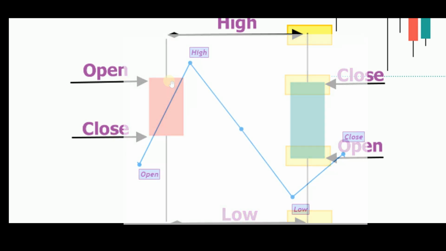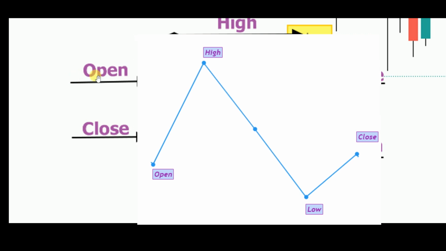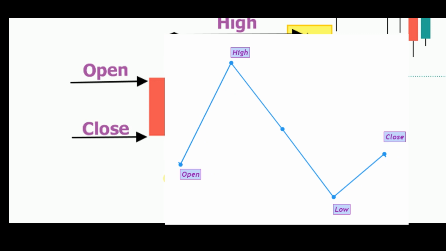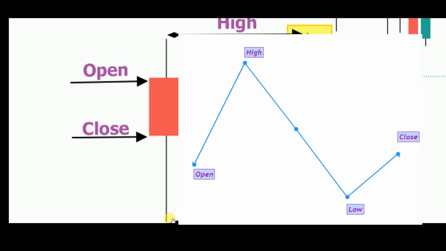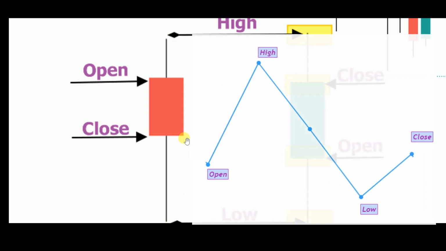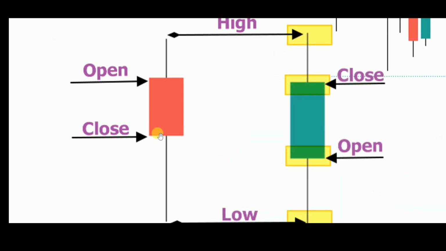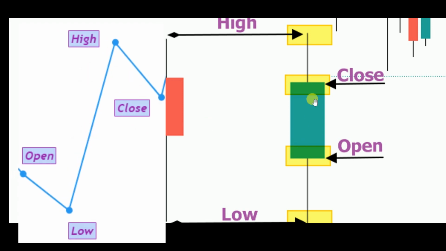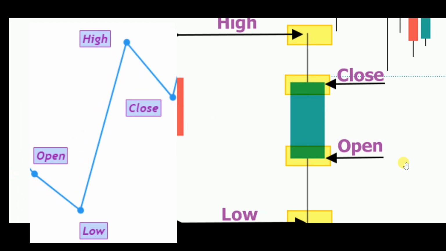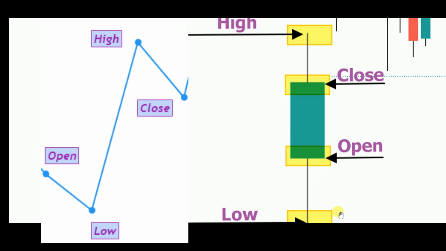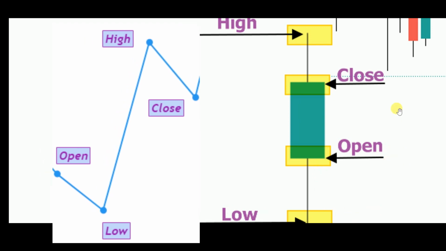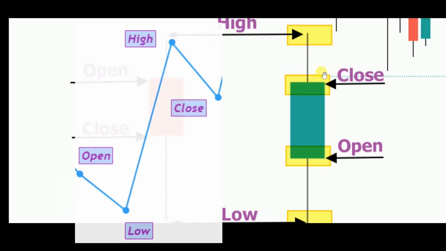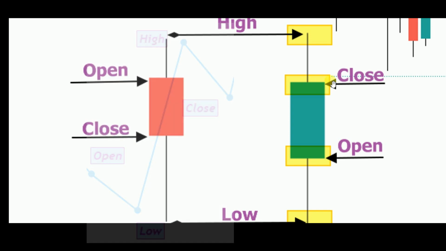For the red candle, the market opens higher, it makes a high and then it makes a low, but at the closing price it comes up again and closes somewhere in the middle. So this is the structure. And for the green candle, the market opens lower, then it makes the low, and then it goes till the high point, and during the closing time it again falls back to this point, and here it closes.